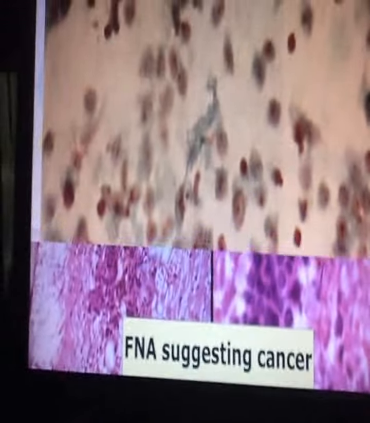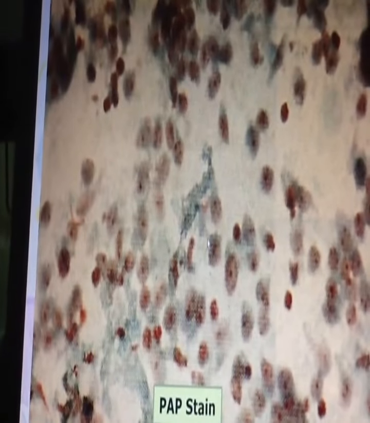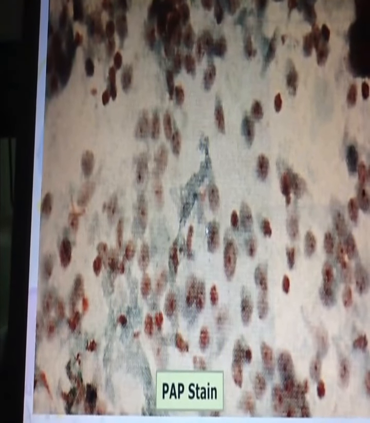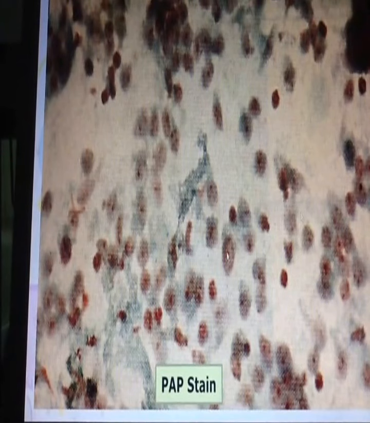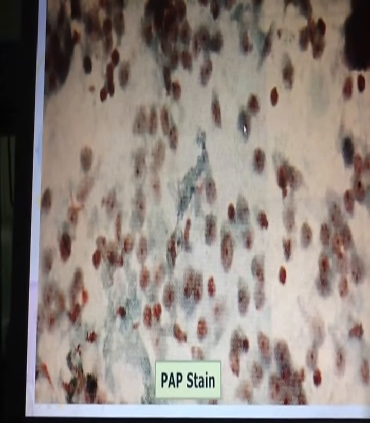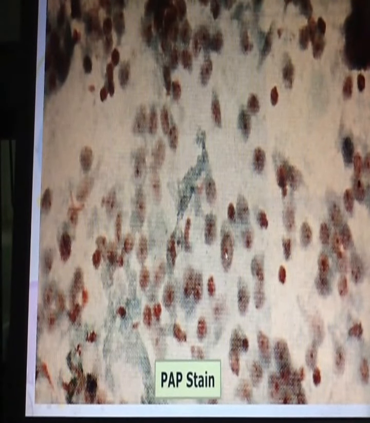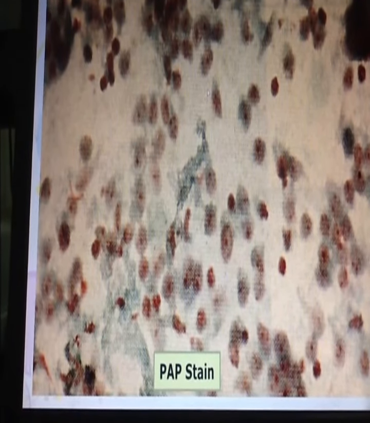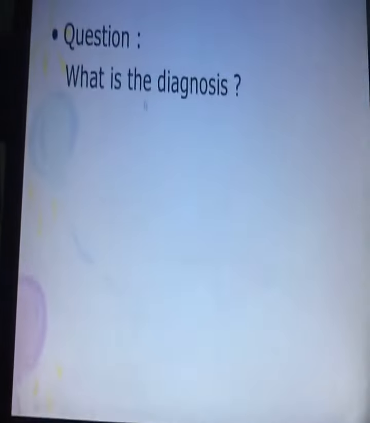Okay, so the Pap staining of the same cells will show nuclear features more prominently. And here you can see those dark orange dots or spots, which are the nucleoli, which become more prominent when there's a malignant tumor.